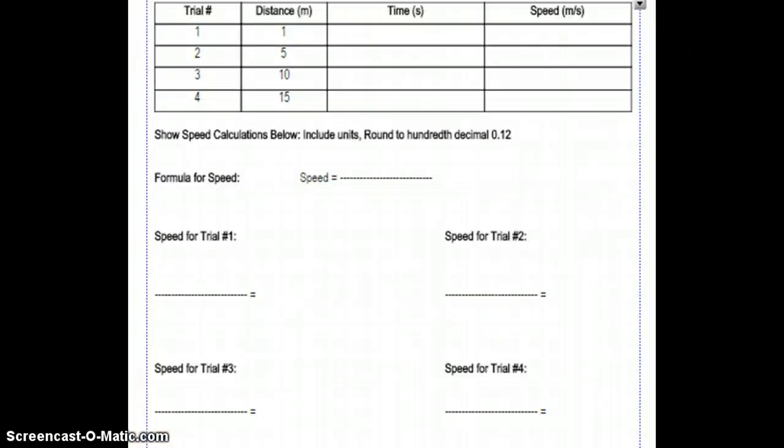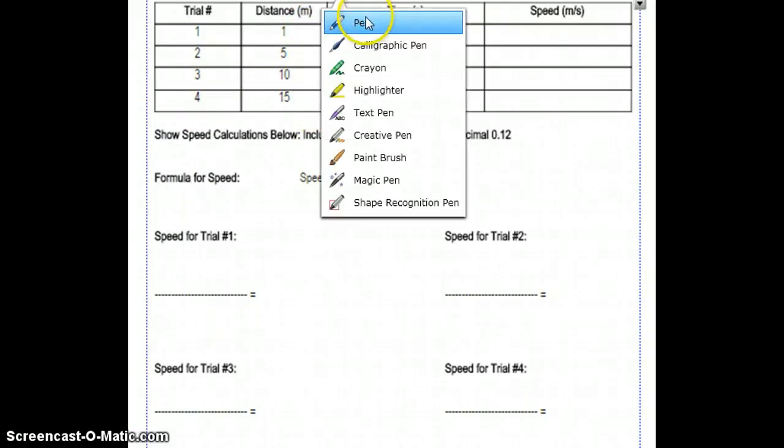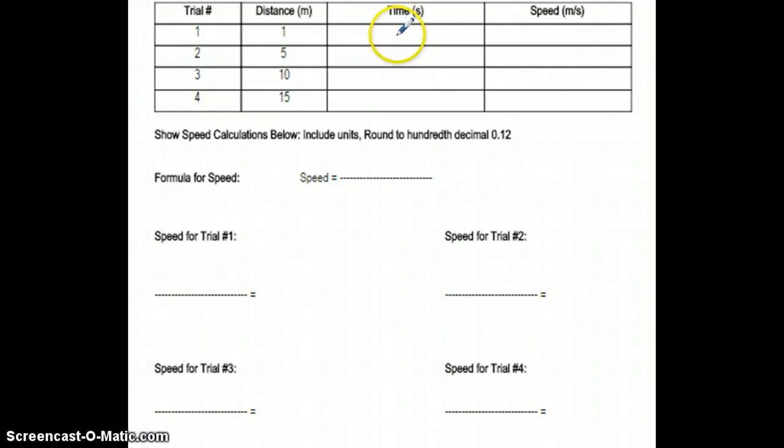Now we will be looking at calculating speed if, for example, we were doing a speed lab. So let's imagine that we did some trials where we went certain distances, and I'm going to put in some times that maybe it took us to go those distances. So let's say we were running and we were able to do 1 meter in, we'll say, 0.8 seconds. And we were able to do 5 meters in 3.4 seconds.